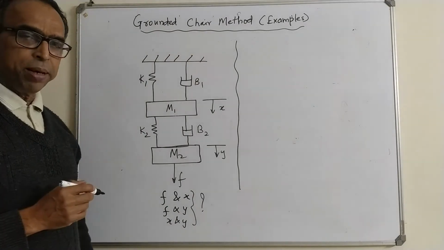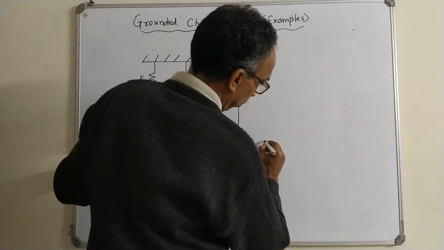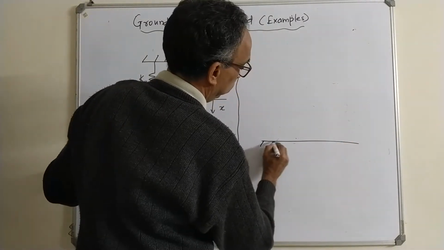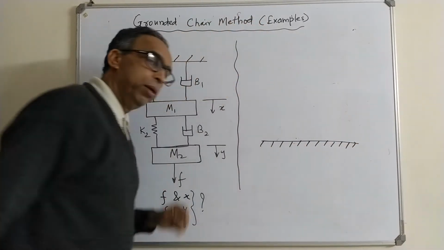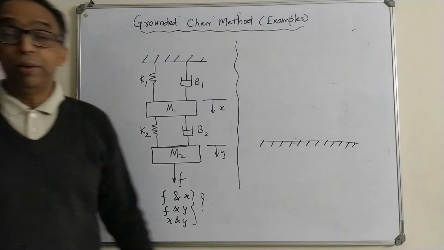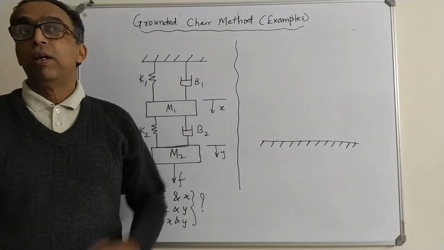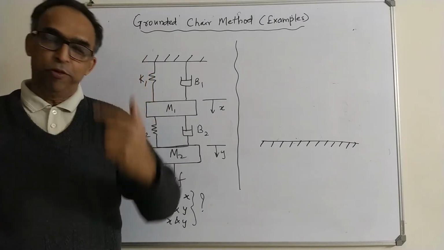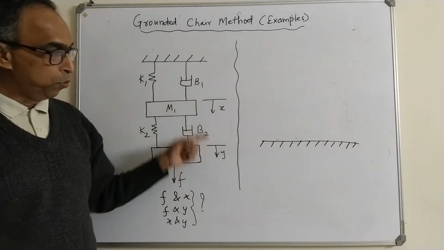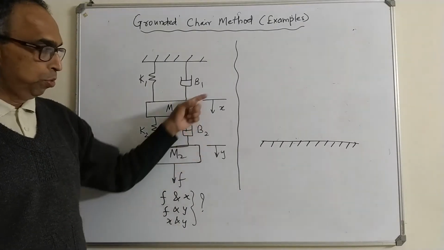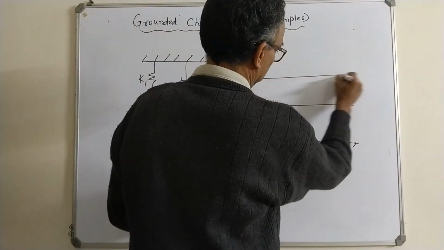Now just think and tell me, what is the first step? Ground line at the bottom. Next step, draw lines parallel to this ground line. How many lines do I need to draw? Corresponding to degrees of freedom. How many degrees of freedom are there in this problem? X and Y, 2 degrees of freedom, or 2 displacements. So I draw 2 lines.